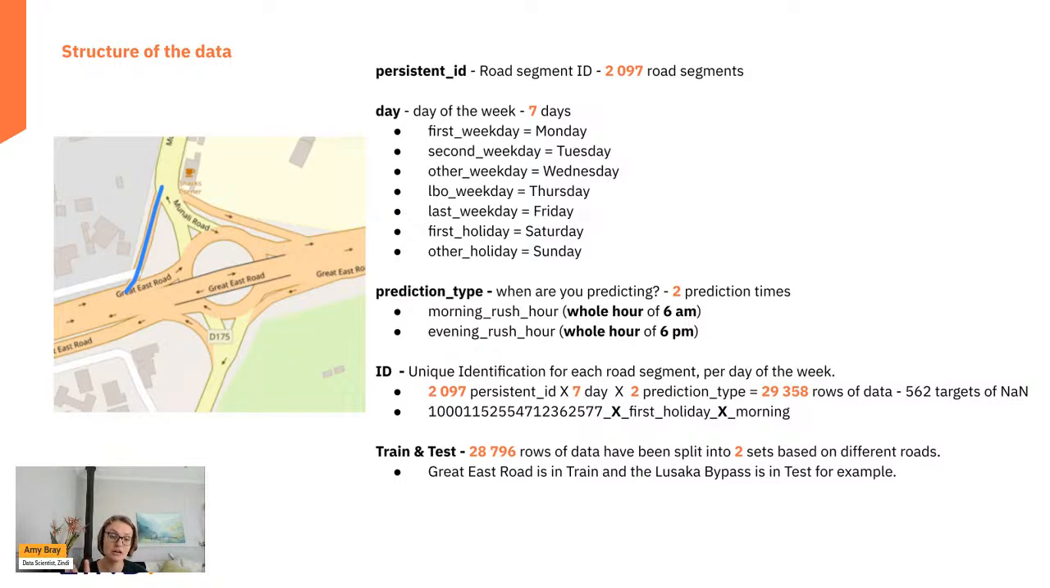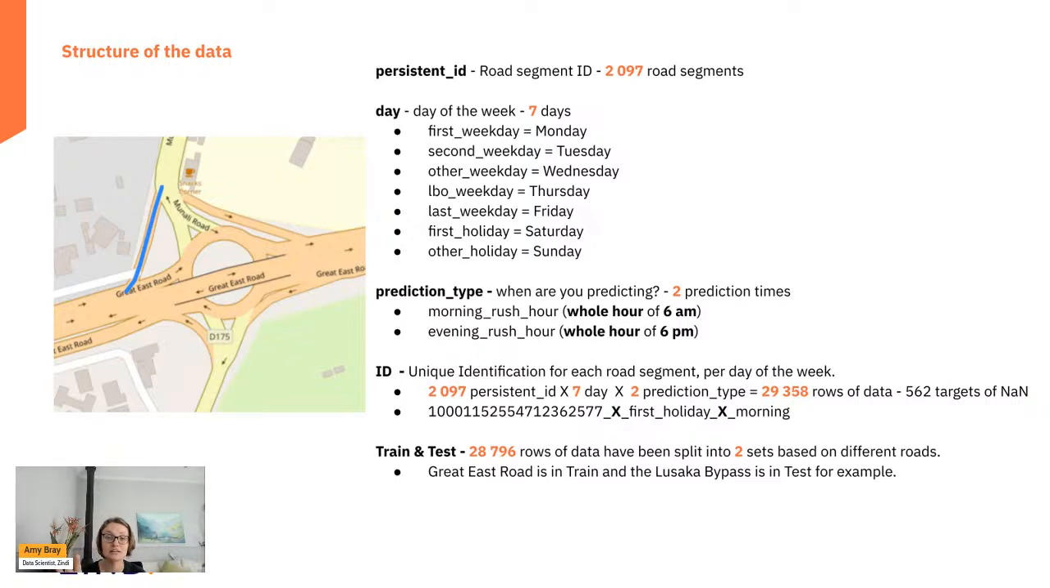So if you do know what a train and test is, what we've done is we've made sure that whole road segments are either in train, so like the Great East Road is in train, and the Lusaka bypass is in test. So there's no way that you can get information about the Great East Road and Lusaka bypass in train and test. I will be going through this again in the starter notebook.